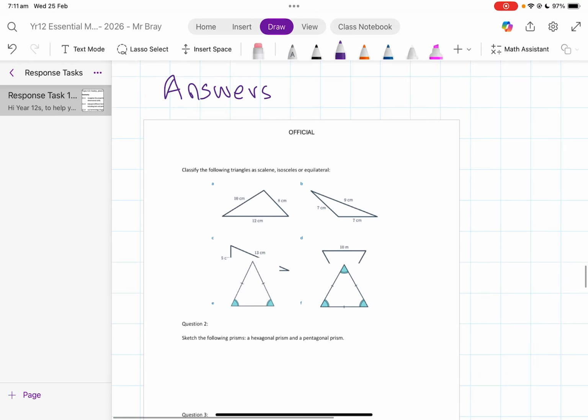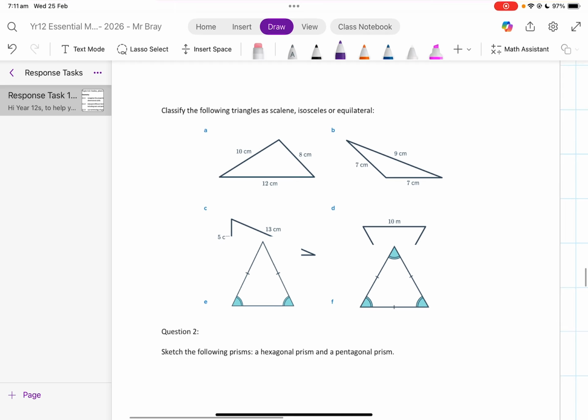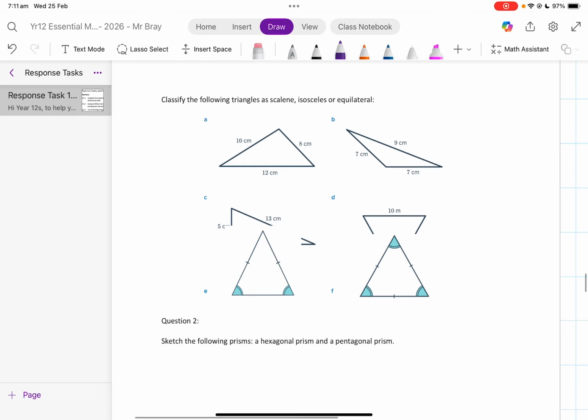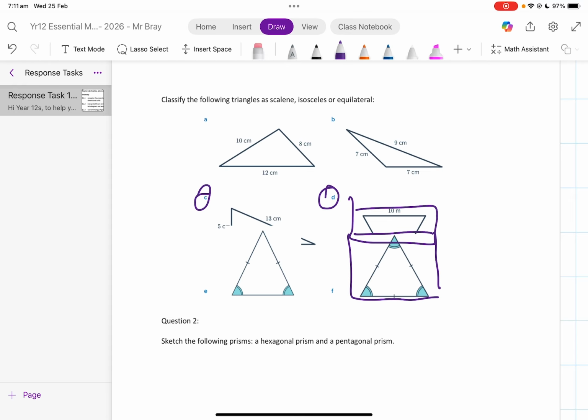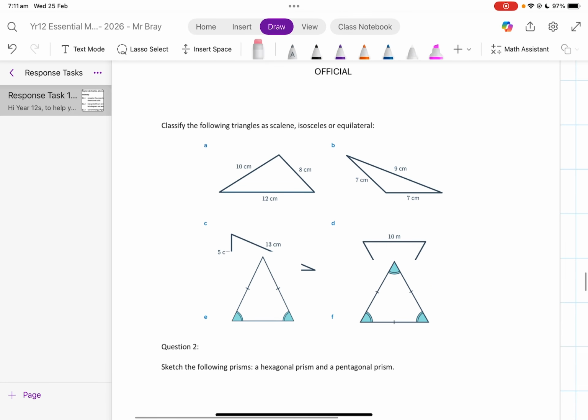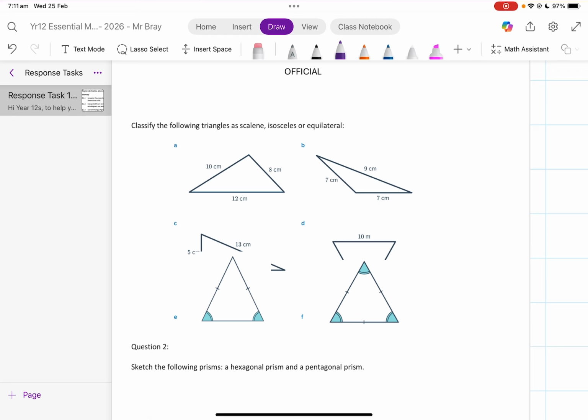Now, the way the file's uploaded to OneNote, it's sort of cut part C and D off a bit. You can see the image here is over the top of this other one. So, you guys will have to look at your printout to see exactly what those other triangles look like.